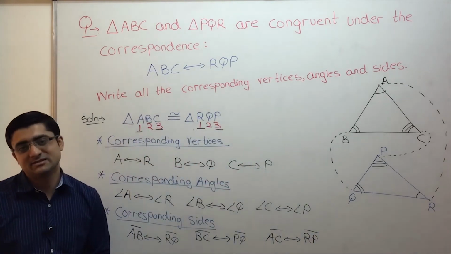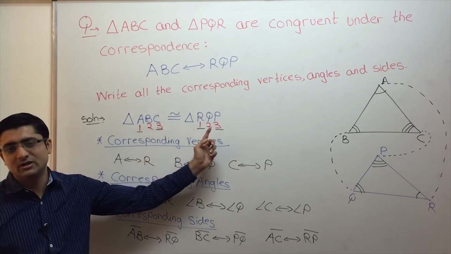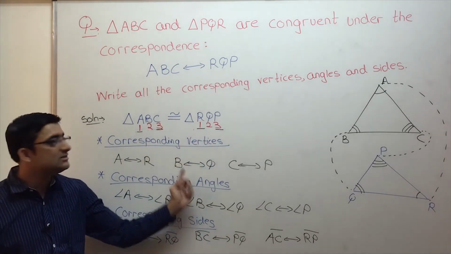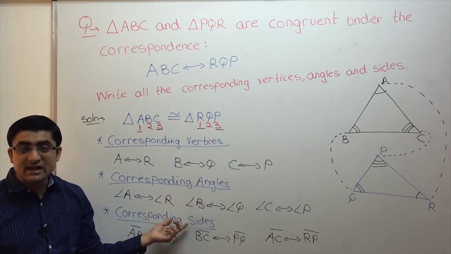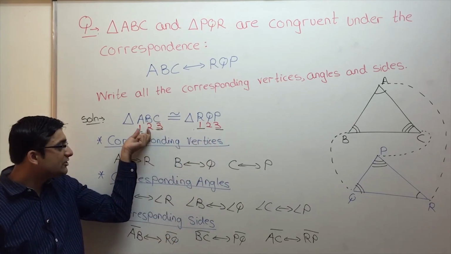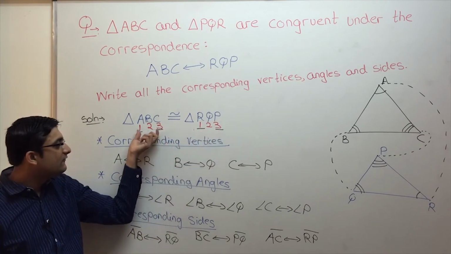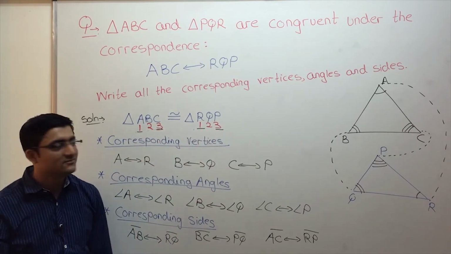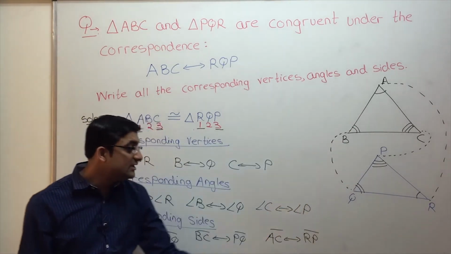So as simple as that. Just write down your congruence statement, label 1 to 3, 1 to 3. Corresponding vertices and angles are very simple: 1 with 1, 2 with 2, 3 with 3. For corresponding sides, take a combination of two letters: the first two letters, second and third letter, and first and third. Right? So this is the meaning of corresponding vertices, corresponding angles, and corresponding sides.